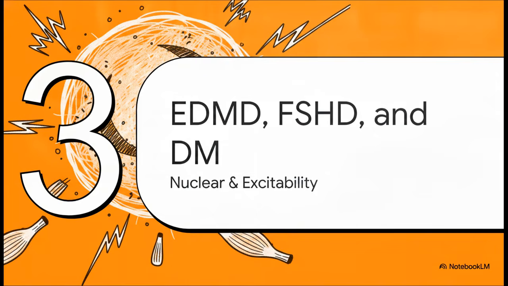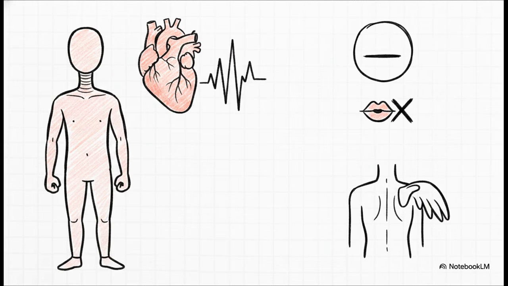Next up is Section 3, Emery-Dreifuss, FSHD, and DM, nuclear and excitability defects. You definitely want to nail down this high-yield distinction. Notice the early fixed contractures and the frankly life-threatening arrhythmias in EDMD and compare that to the classic scapuloperoneal winging in FSHD. If a clinical vignette describes a young patient with rigid neck and elbow contractures, plus they have a pacemaker or a heart block, boom, you're dealing with Emery-Dreifuss, which means mutations in EMD or LMNA.